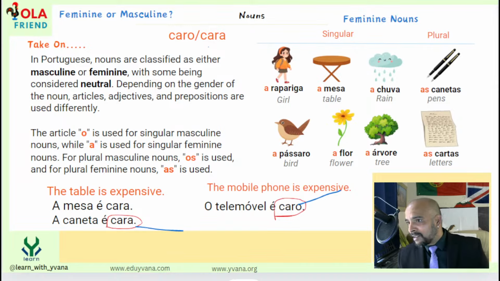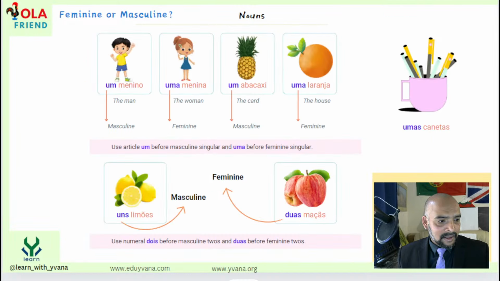That's nice. So let's see that. You can see here, this is a good example. We say um menino, that means a boy. Uma menina, that means a girl. Um abacaxi, that means a pineapple. Uma laranja, that means an orange. So here we use um before masculine singular and uma before feminine singular. Similarly, uns limões.